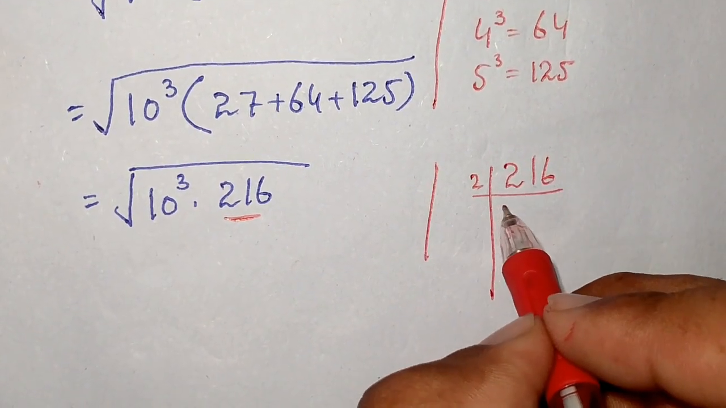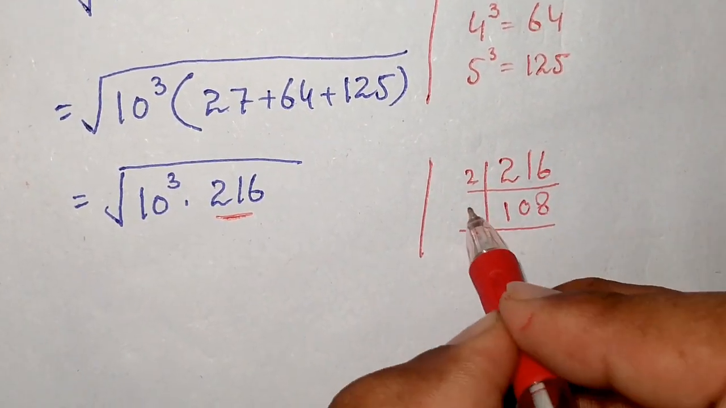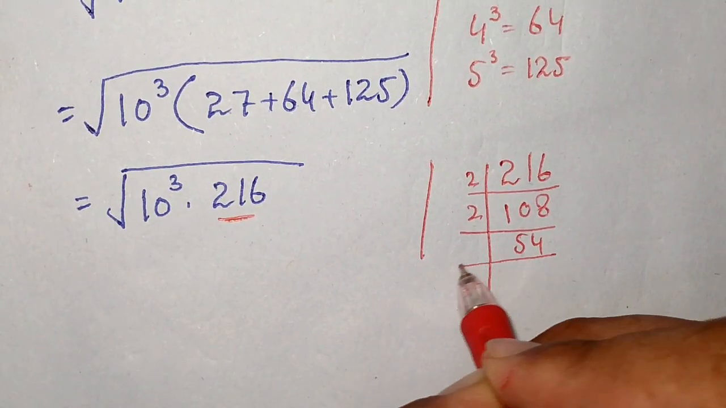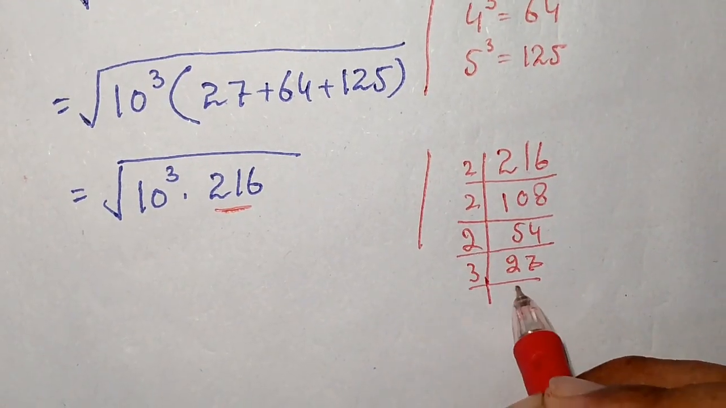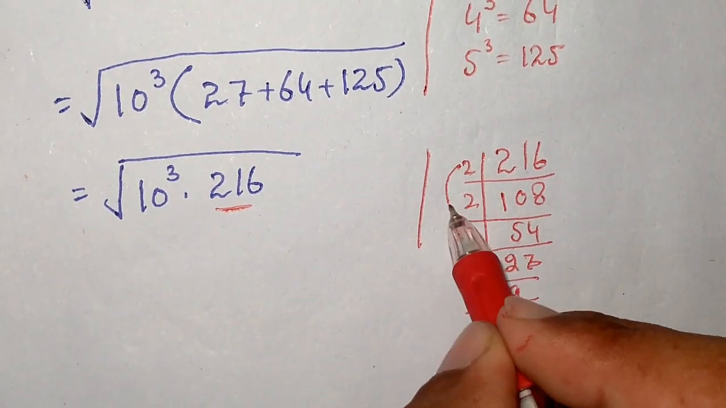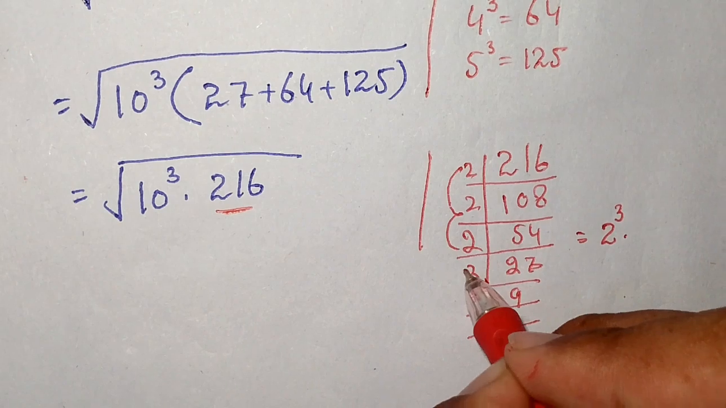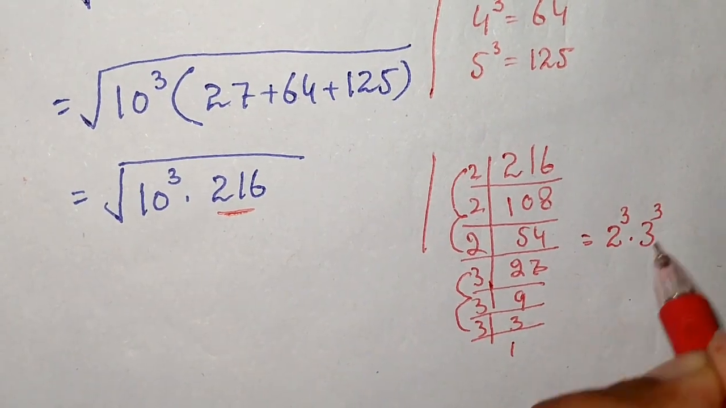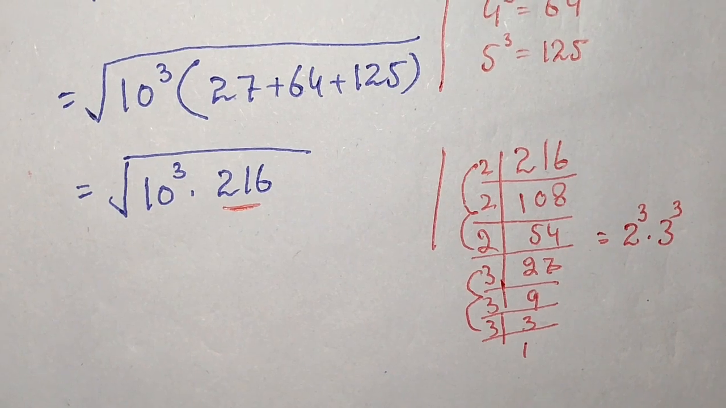So this will become 2 times 1 is equal to 2, and 2 at the 16. 2 5s are 10, 2 4s are 8. 2 27s are 54. 3 9s are 27. 3 3s are 9 and 3 1s are 3. So here 2 times 2 times 2 is equal to 2 to the power of 3, times 3 times 3 times 3 is equal to 3 to the power of 3. So we have to replace this 216 by 2 to the power of 3 times 3 to the power of 3.